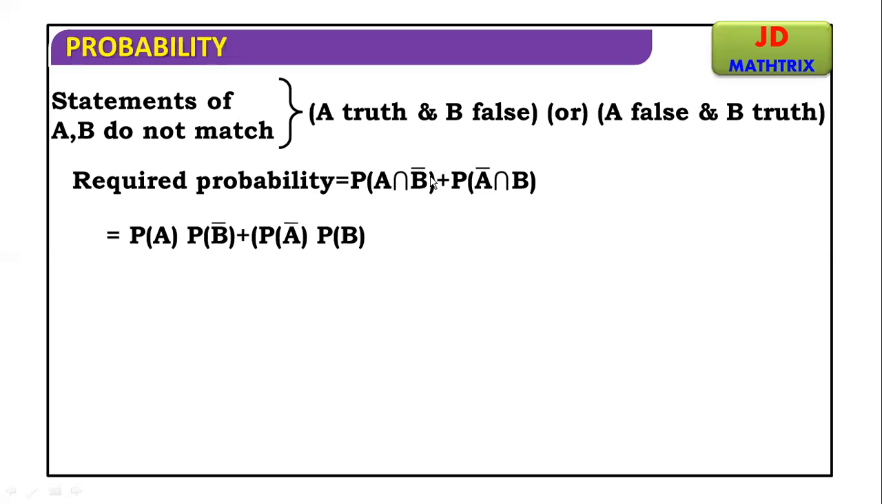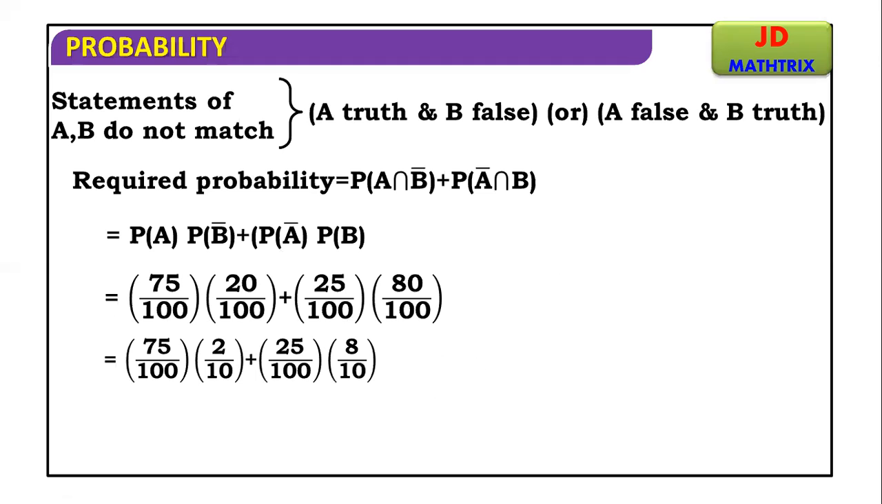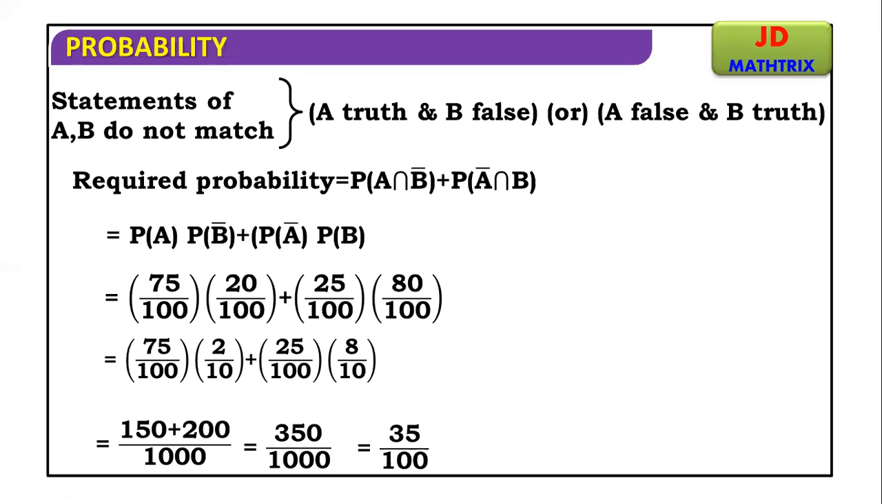So therefore P of A intersection B bar can be written as P of A into P of B bar plus P of A bar into P of B. Now substitute the values and simplify: 150 by 1000 plus 200 by 1000, so finally we get 150 plus 200 by 1000. That is 350 by 1000, which is 35 by 100.